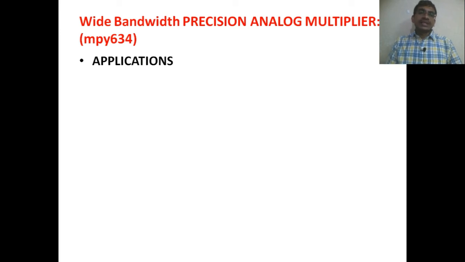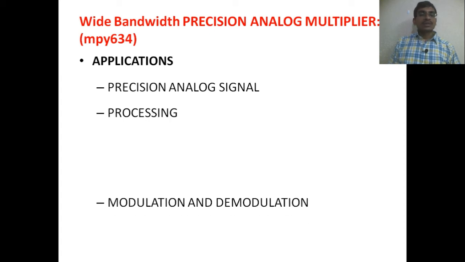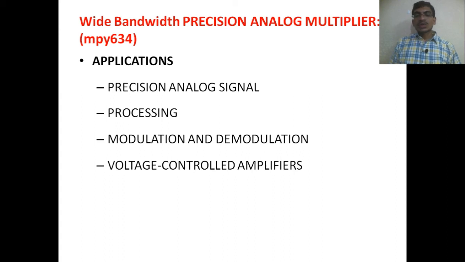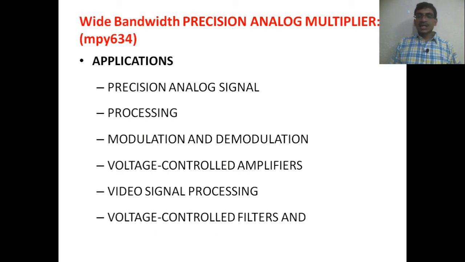Now if you see the applications of the MPY634 analog multiplier IC, it has precision analog signal multiplication and processing, modulation and demodulation of the signals, voltage controlled amplifiers, and video signal processing. So these are all the applications for our wideband analog multiplier MPY634 IC, and voltage controlled filters and oscillators too. So these are all the different applications of the MPY634 IC.